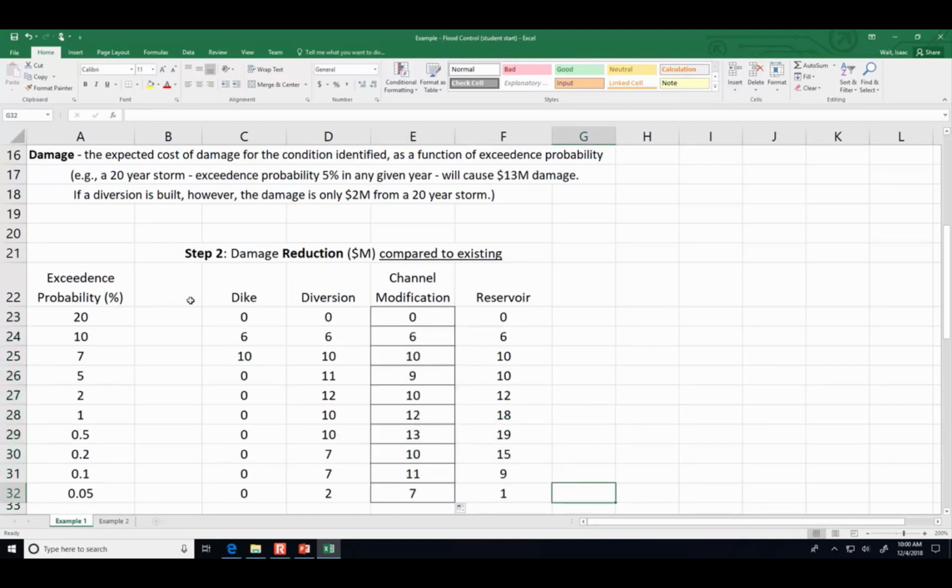Okay, so let's take a look at the channel modification. If we do channel modification, then it's going to save $6 million worth of damage during the 10% storm. During the 7% storm, it's going to save $10 million worth of damage. During the 5% storm, you're going to be saving $9 million. And so essentially by building this thing, this is money that you can consider as revenue or income, an avoidance of amounts that you're going to have to pay if it occurred. So any questions with step 2?